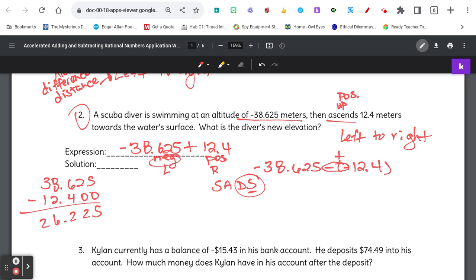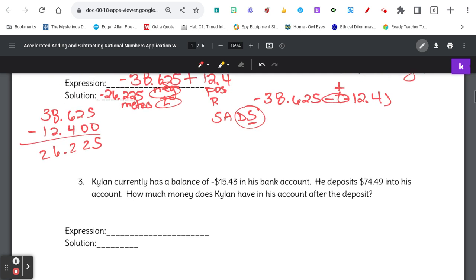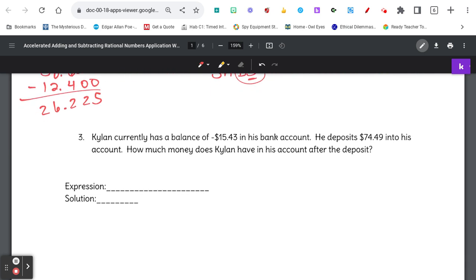It's more negatives than positives, or I can say it's more left and right. So my final answer is negative. And we would expect that. He's still underwater. He didn't ascend all the way. And put meters. All right, guys. I'm going to pause the video for a second, okay?